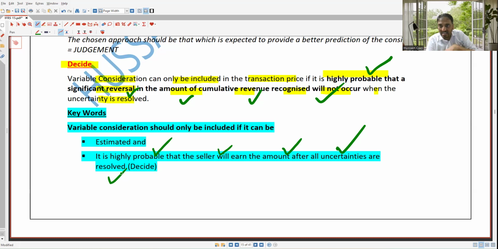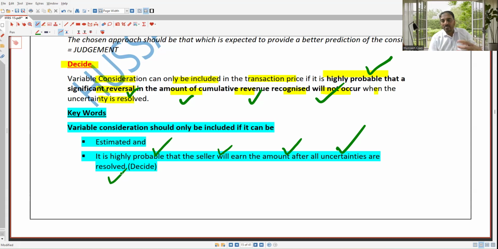Now at contract inception, when we incorporate the variable consideration, the term used is decide. How to decide? Where the entity assesses with high probability that reversal of the cumulative recognized revenue will not occur. Means that if we enter with the variable price, things will not reverse. For example, if there is a chance of a bonus, we will get the bonus.